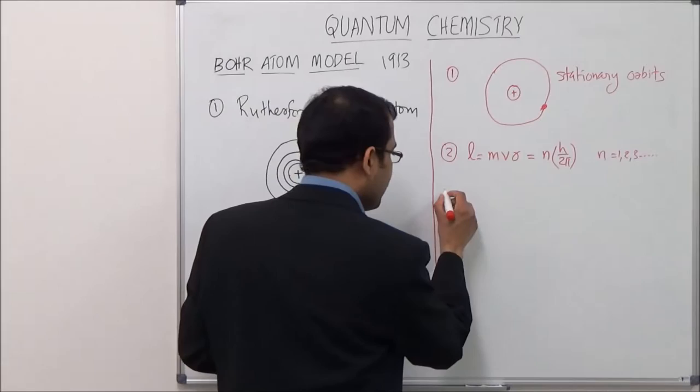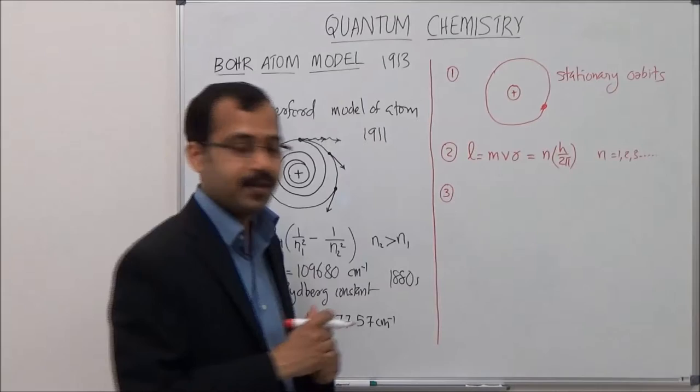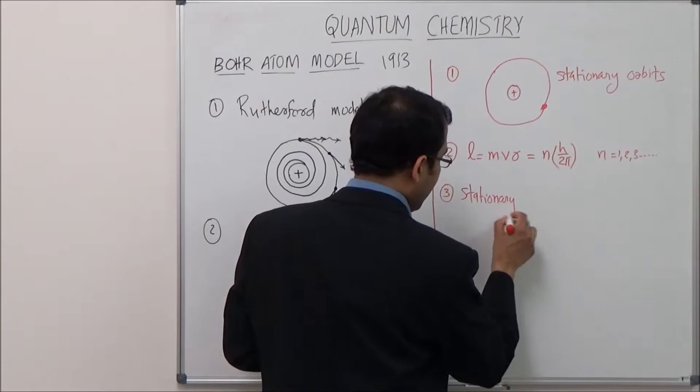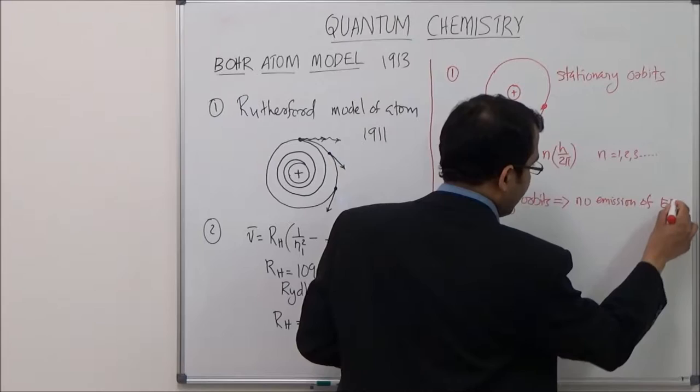And as long as the electrons revolve around the nucleus in stationary orbits, they will not emit electromagnetic radiation. That is why they are called stationary orbits. So in stationary orbits, there is no emission of electromagnetic radiation as long as the electron stays in the stationary orbit.